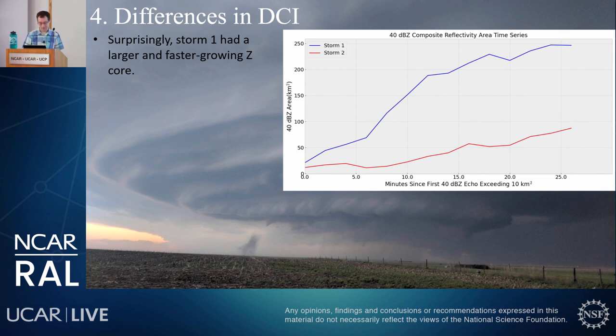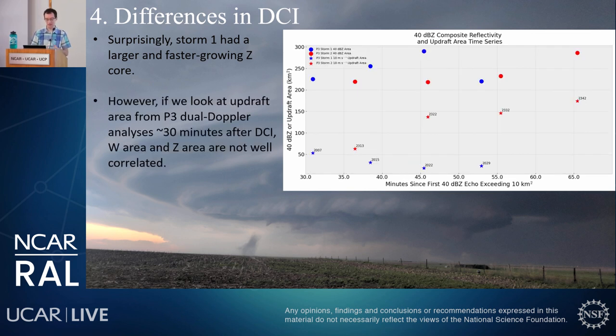and it's not even all that close. So I said, okay, what other things can I look at here? I don't have dual Doppler data right around DCI from the P3, but I do have it about 30 minutes afterward. So I decided to see if the reflectivity areas and updraft areas are correlated at this point. And it turns out they're really not.